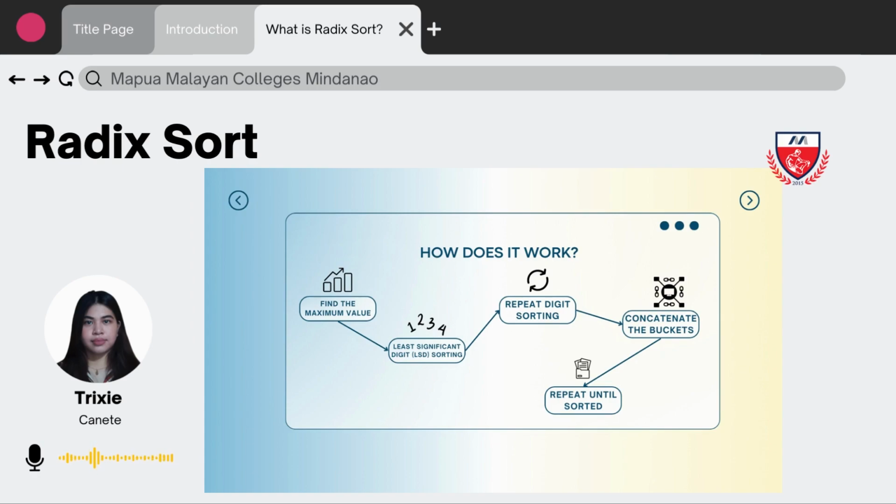Fourth step is concatenate the buckets. After sorting by each digit, concatenate the buckets to obtain a partially sorted array. Last step is repeat until it is sorted. Repeat the process for all digit positions from least significant to most significant. When you finish the last iteration, you have a fully sorted array. This will be further explained and shown later on.